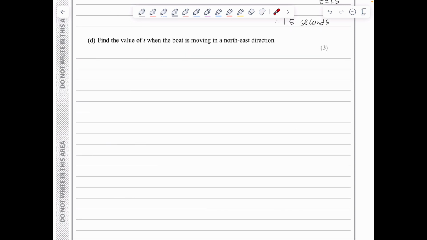In D, we need to find the value of t when the boat is moving in a northeast direction. So the direction of motion stems out of the velocity vector. We know that v = u + at, so I will start by finding an expression for the velocity at time t seconds. So the initial velocity was (0, 0.6). The acceleration was found to be (0.7, −0.1). So this leads to the velocity vector being (0.7t, 0.6 − 0.1t).